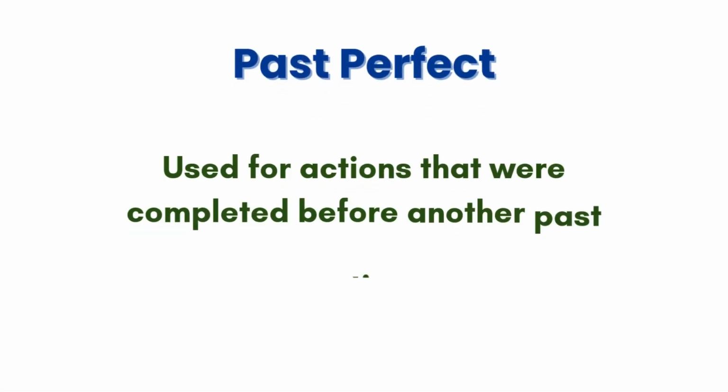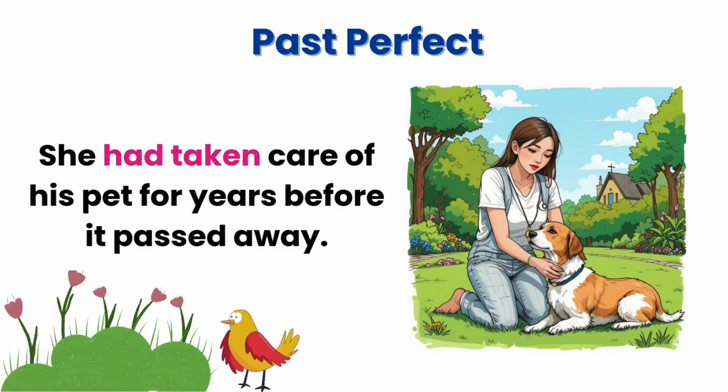Past perfect tense. Past perfect tense is used for actions that were completed before another past action. She had taken care of his pet for years before it passed away.